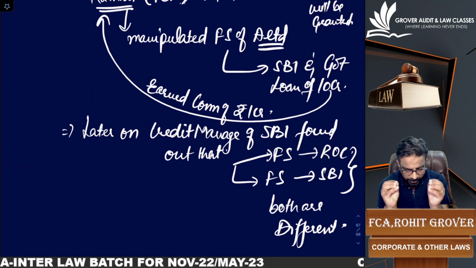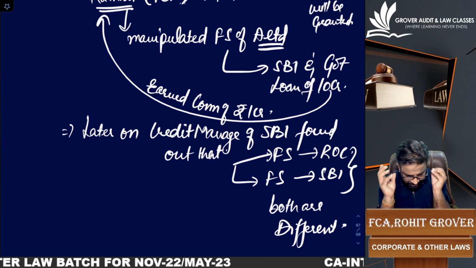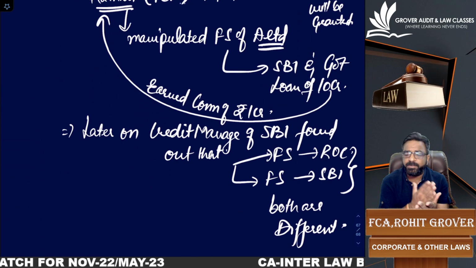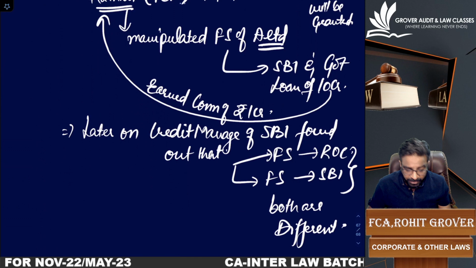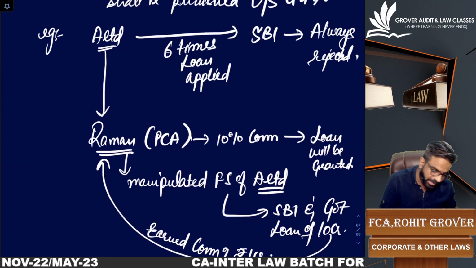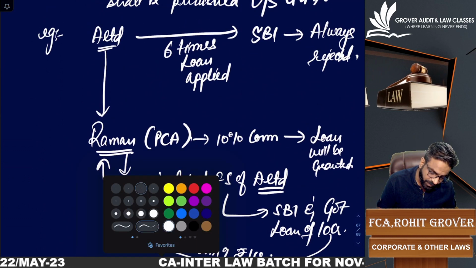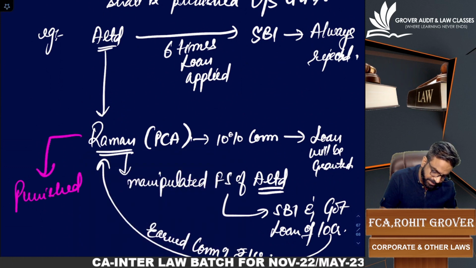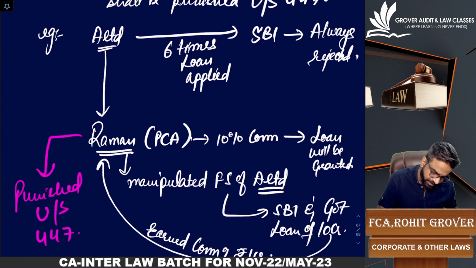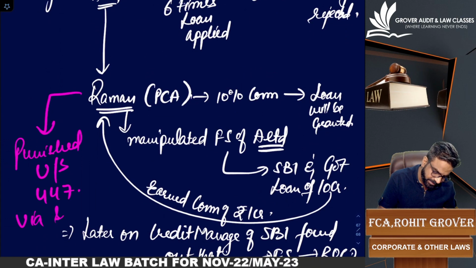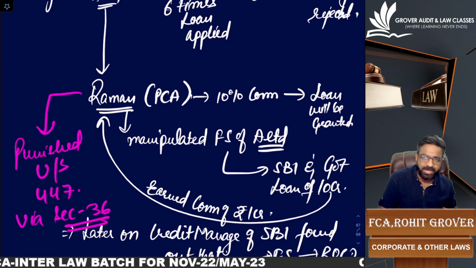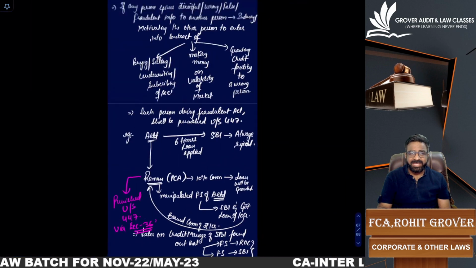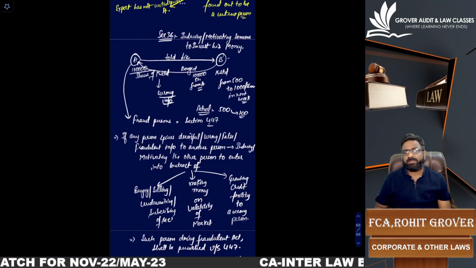So here please tell me who is the wrongful person who made the bank believe that A Limited is a genuine company? Raman. So tell me one thing, is Raman going to get punished under section 447? Yes, he shall be punished under section 447 via section number 36. Did you all understand the point? Yes or no? Yes, sir. So in all these three cases, the penalty will be 447.